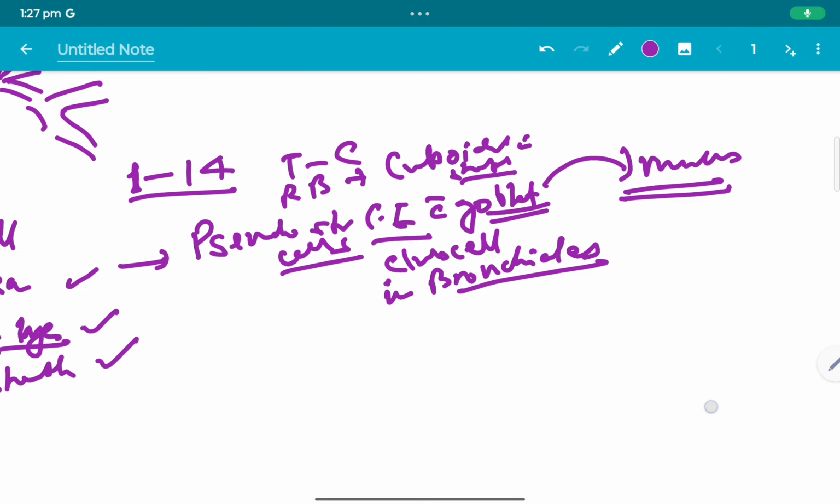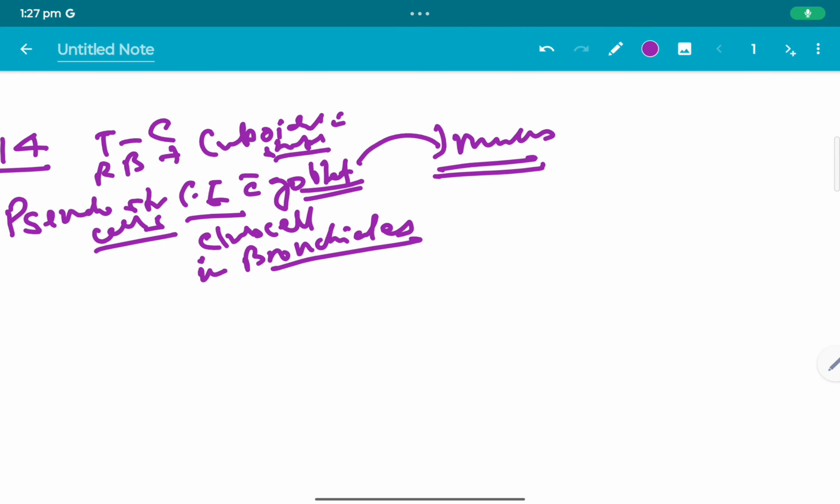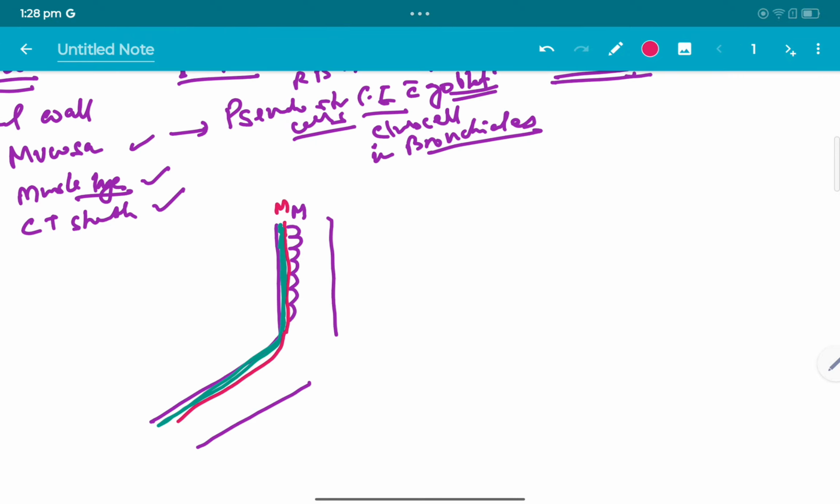These goblet cells decrease in number as we proceed from the conducting zone to the respiratory zone. So these mucus cells are replaced by Clara cells, and the small bronchioles are devoid of mucus cells because, as we proceed further in the respiratory zone, they have surfactants within them.